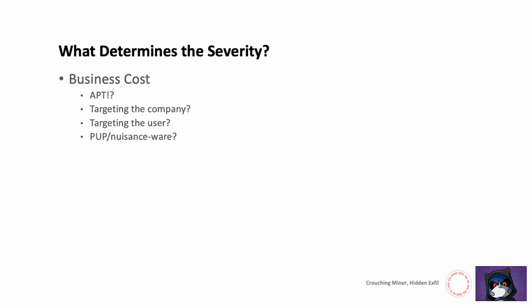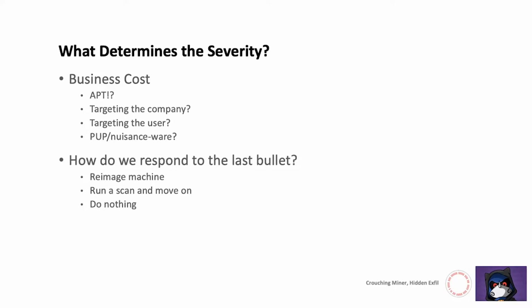Now, during my conversation with my peers, one of the things that popped into my brain, as I mentioned, was how do we respond to that last bullet? So the PUPs and the nuisanceware, the stuff that our analysts are seeing over and over again, and every time they analyze it, it's benign or it's not something that has a high priority. So how do we respond to that last bullet?